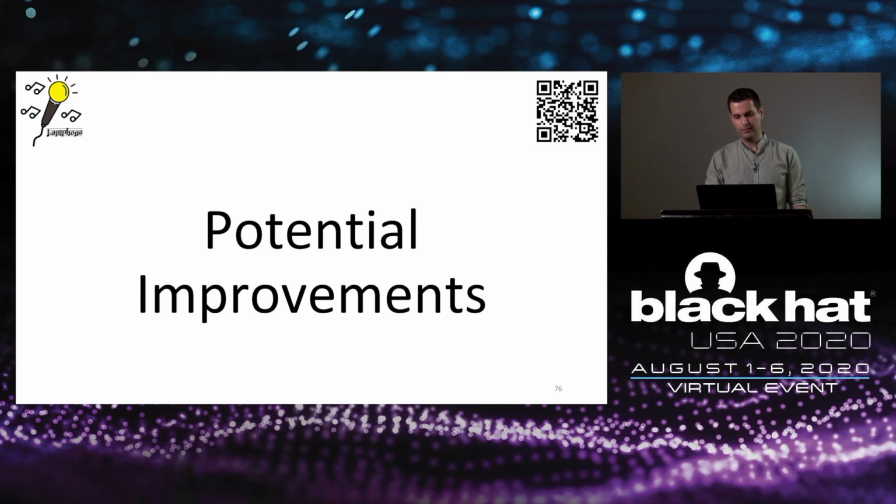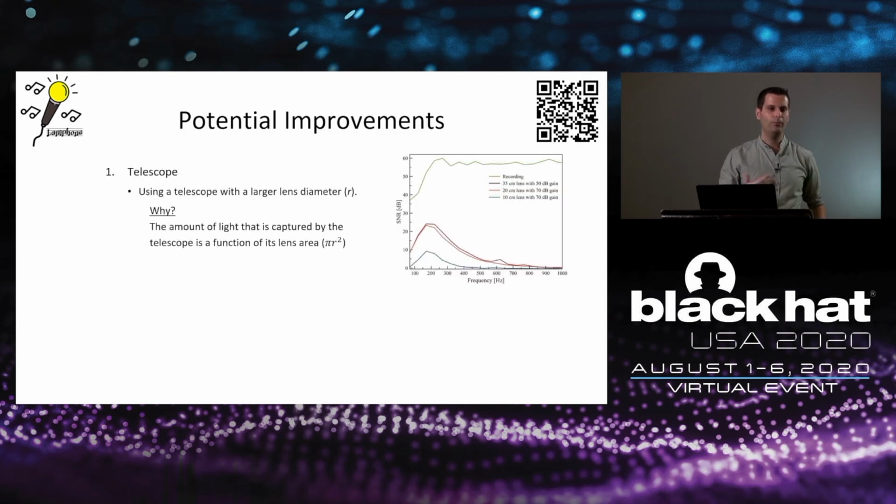Okay, so let us discuss the potential improvements. One potential improvement that can be used in order to optimize the quality of the recovered signal is using a telescope with a larger lens diameter. This is due to the fact that the amount of light that is captured by the telescope is a function of its lens area. And as a result, a bigger telescope with a bigger lens is able to capture a bigger amount of light. And as a result, the signal-to-noise ratio is optimized. And you can see it in the graph to the right.